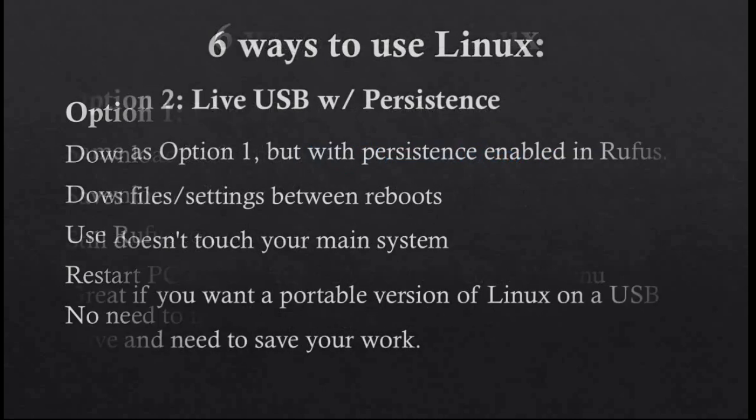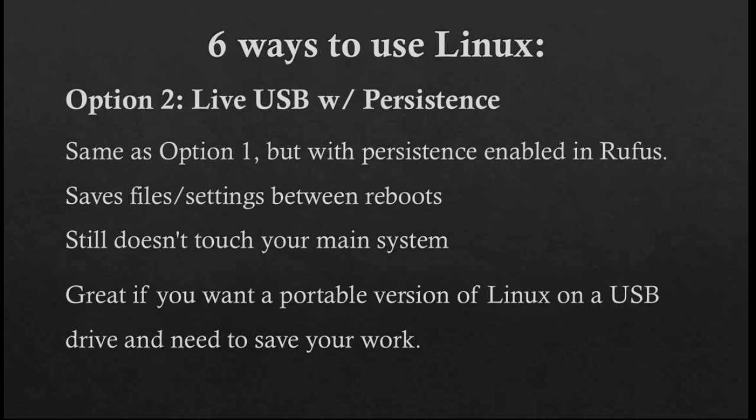Now the second option is to use a live USB, but with persistence. This will allow you to run Linux without making any changes to your current PC, but will also allow the work you do to persist across sessions. It creates a persistent volume that will save the changes so they will be there the next time you boot into your USB. This involves the same process as the first option, but as you create the USB using Rufus, you can choose to create the persistent volume where you can save your data.